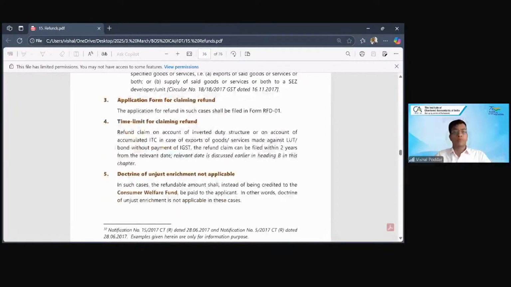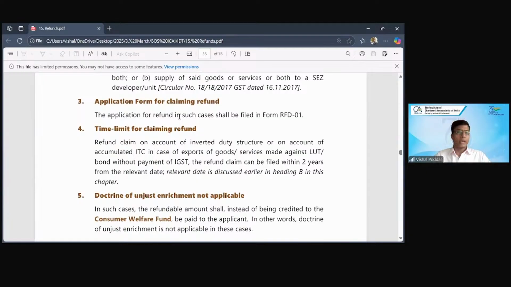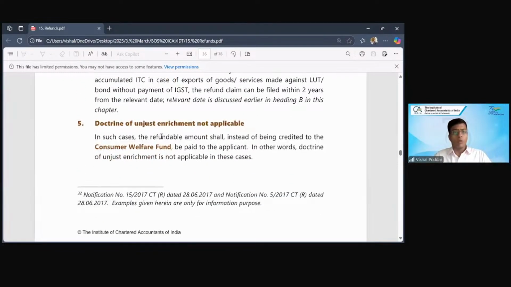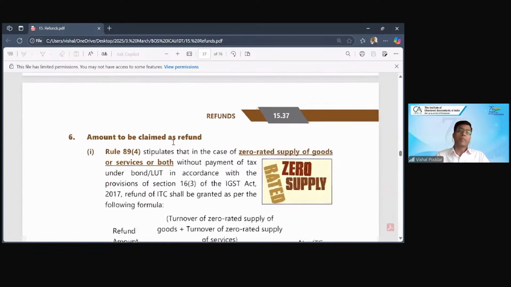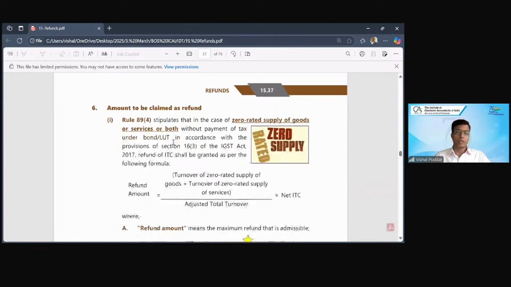Fine. So the other procedural points will be same like how we discussed. You have to make an application in RFD 01. Same time limit of 2 years is applicable. Now, doctrine of unjust enrichment will not be applicable. This is what we studied above also. Why? Because this is the amount which you have already paid. In fact, you are the one who has borne this tax. Why? Because we are claiming the refund for my accumulated ITC, and ITC will come only where while purchasing I have paid tax to the supplier. So here there is no need to prove the unjust enrichment part. It is presumed that there is no unjust enrichment.